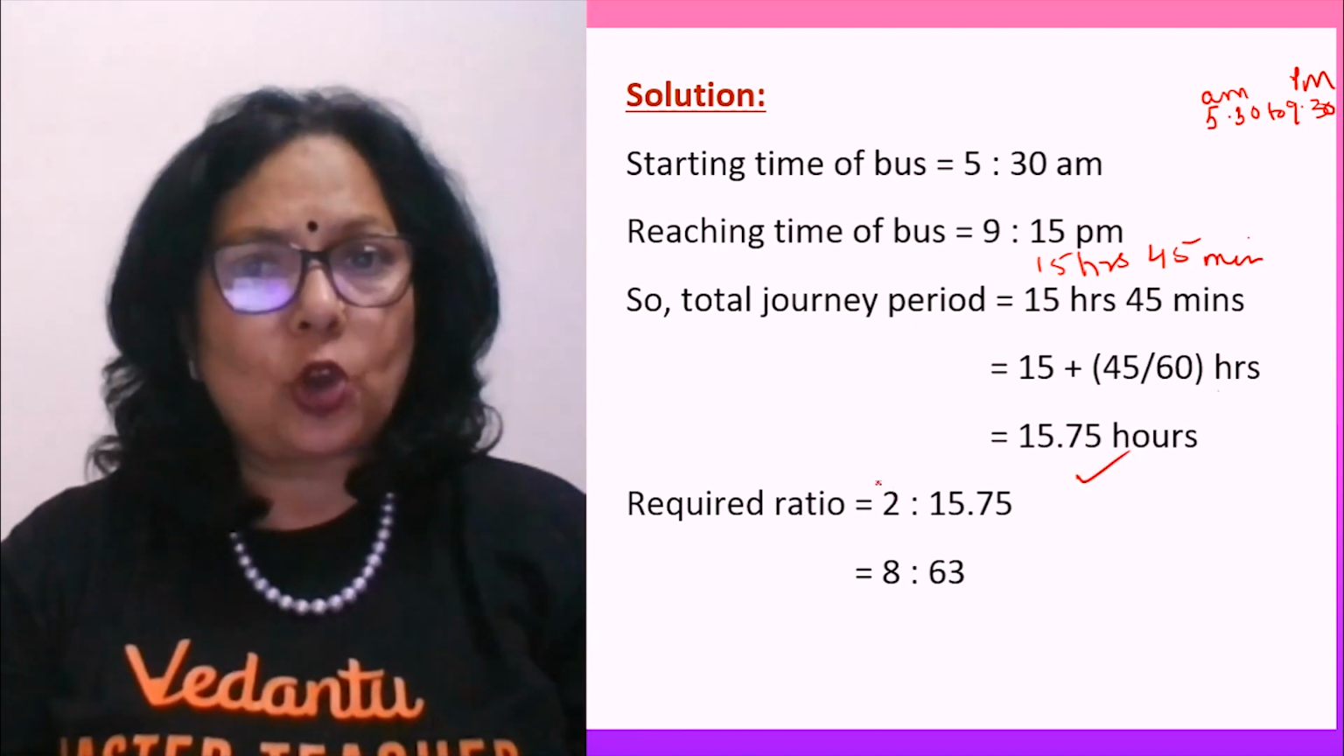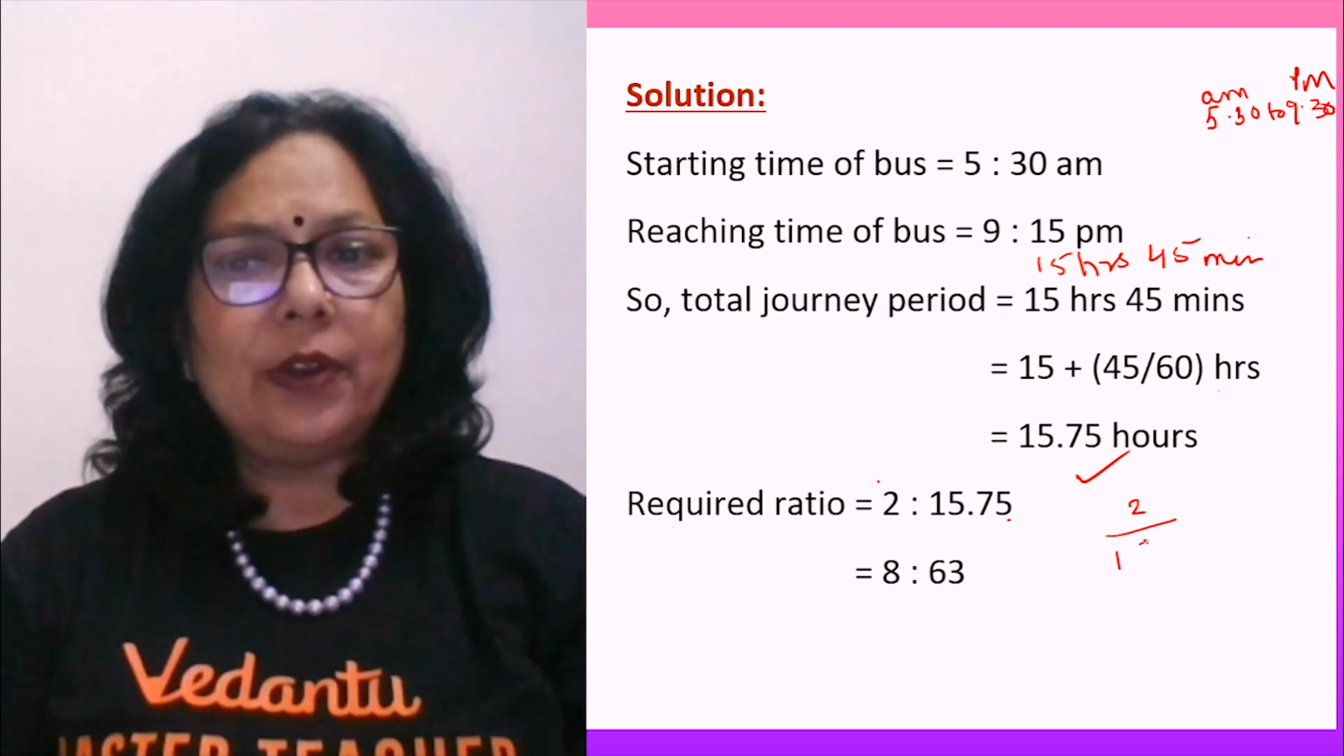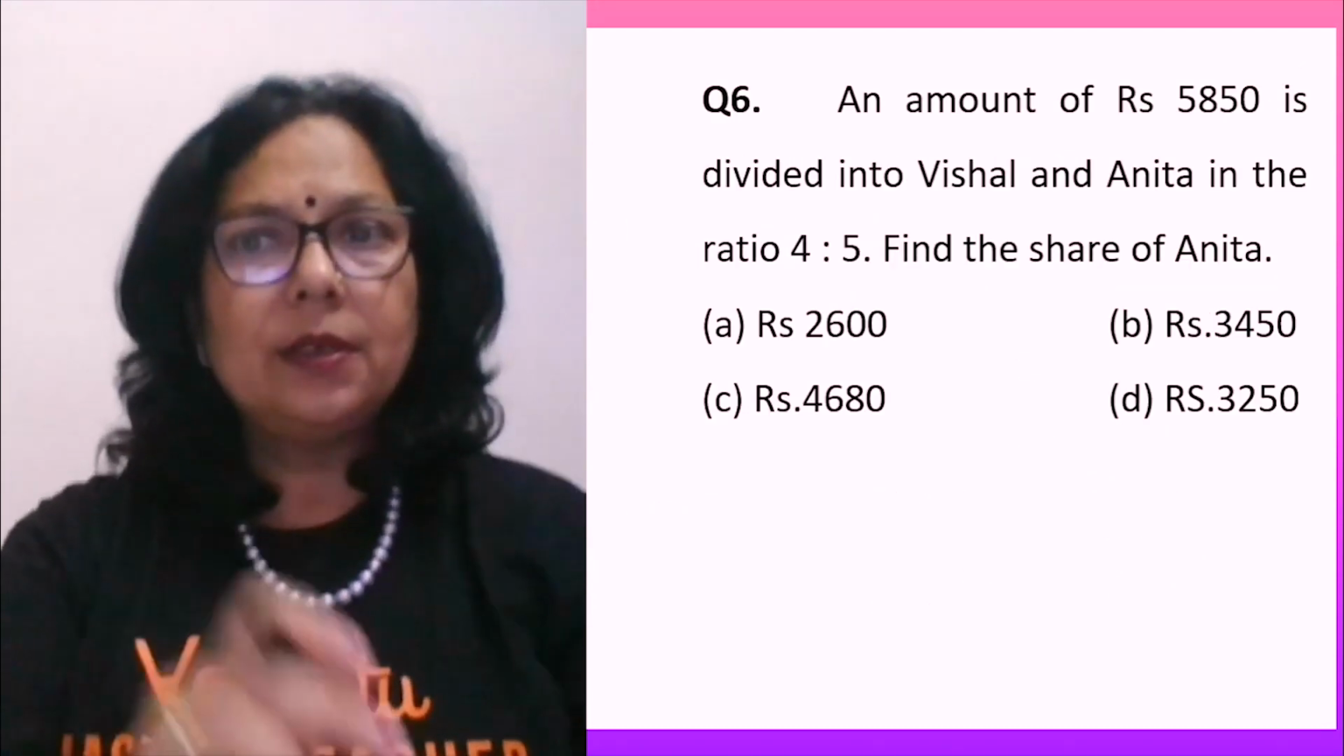Now the ratio of stoppage time to the total time, 2 divided by 15.75, and when you remove the decimal, you write 2 zeros. This comes to 8:63, right?